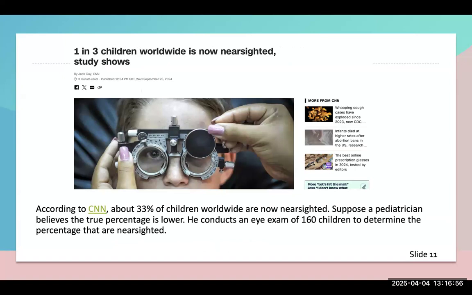The null hypothesis is what's given to us. It is the assumption. It is that 33% of the children are nearsighted. So P is equal to 0.33.